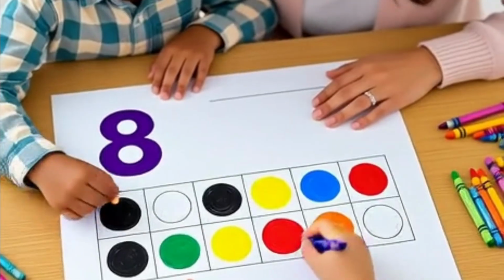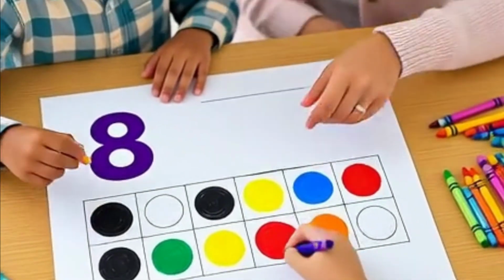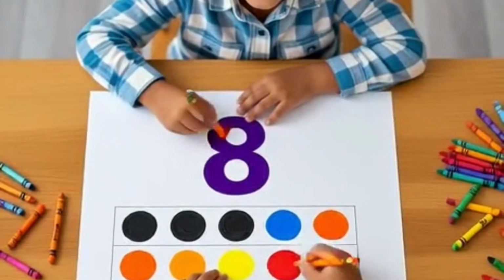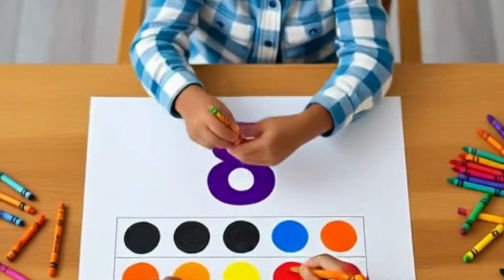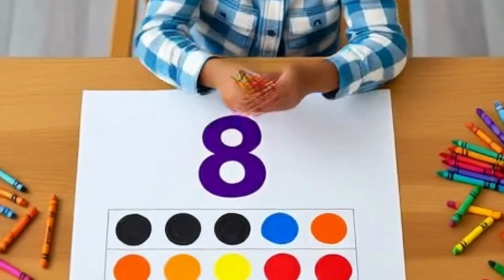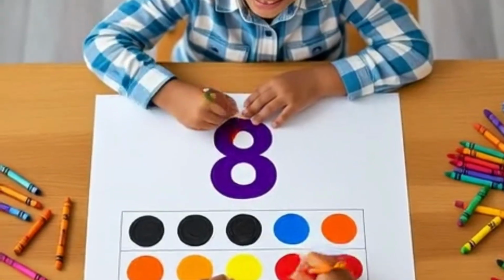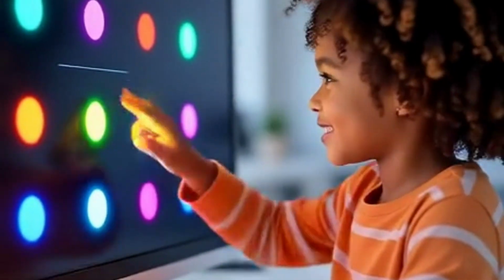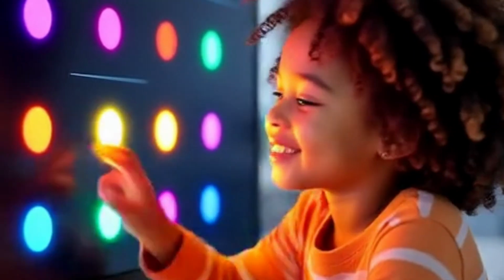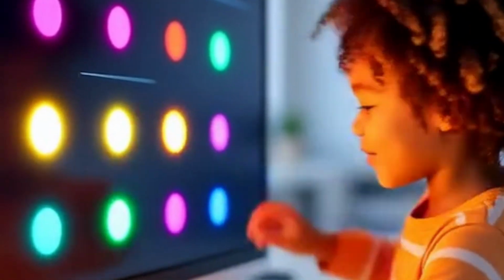1, 2, 3, 4, 5, 6, 7, 8. Wow! Number 8. The screen shows 9 glowing dots, and the number is 9.